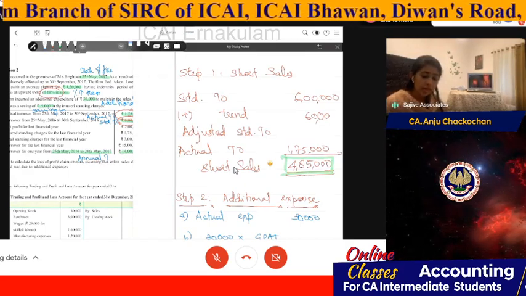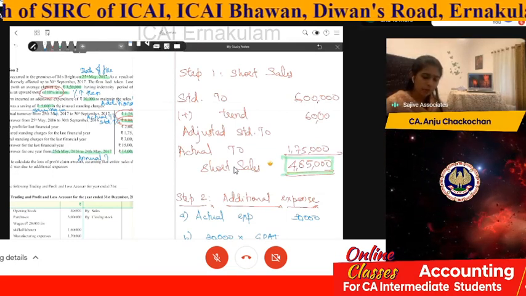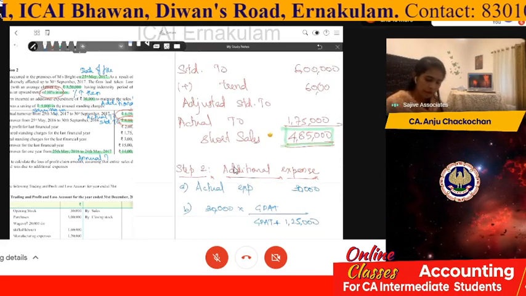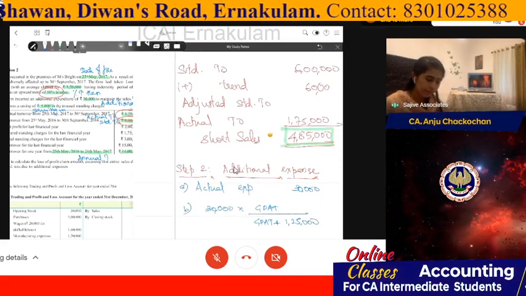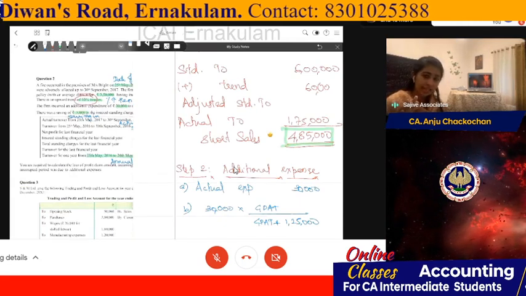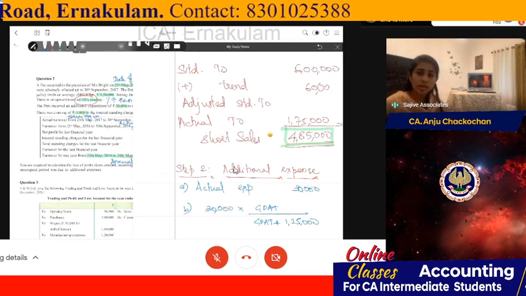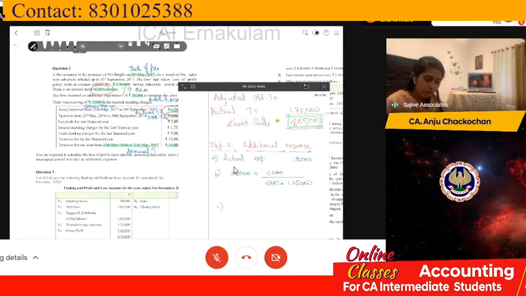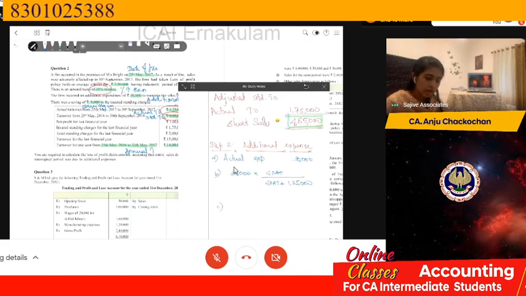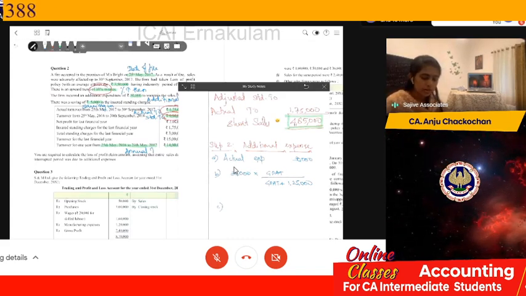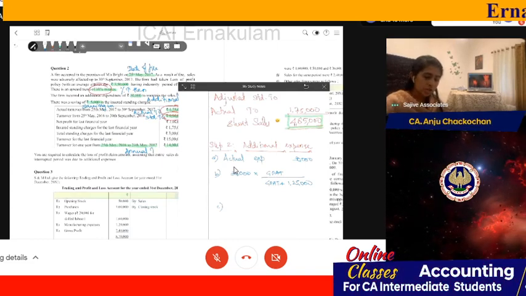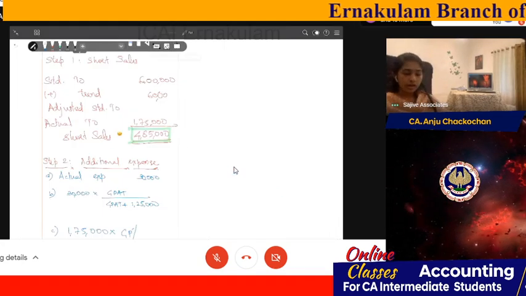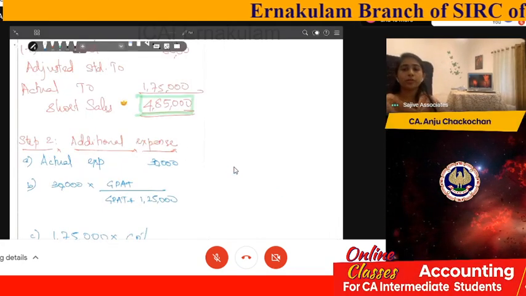1,25,000. So now you will be computing the GPAT. I'll give you time. Don't do it now. And point C is that it is given in the question that the entire sales is due to additional expense. So to the actual turnover of 1,75,000, you will have to apply the GP percentage. So come up with answers. Compute GPAT first, and then we'll proceed with the rest.